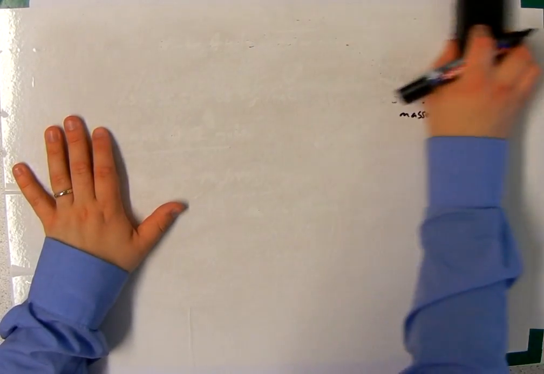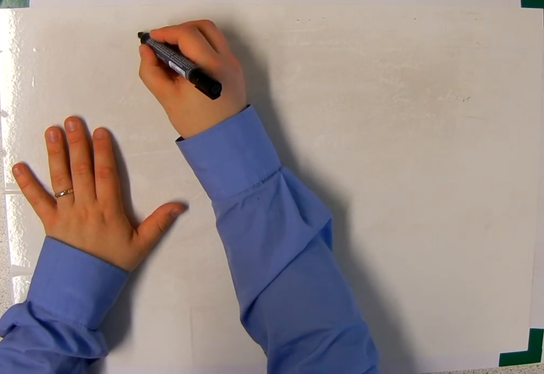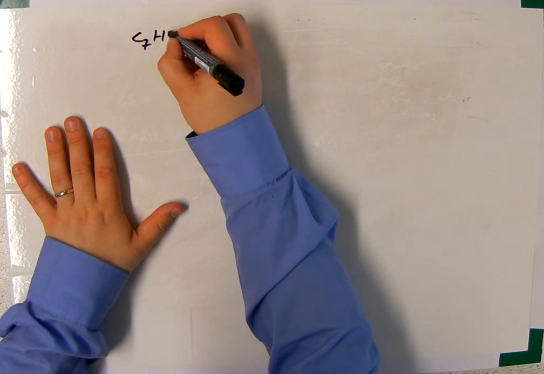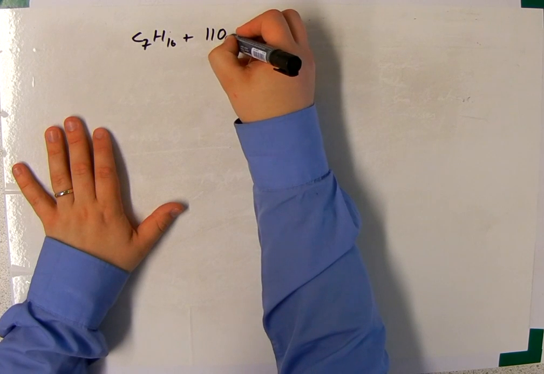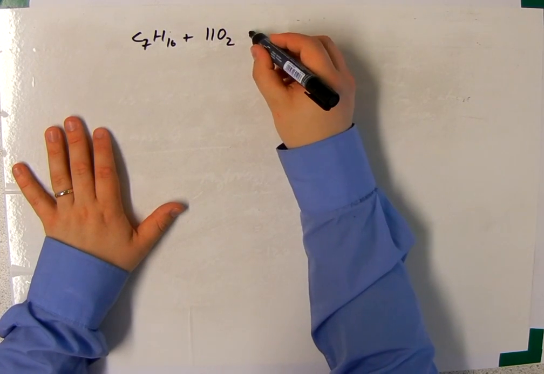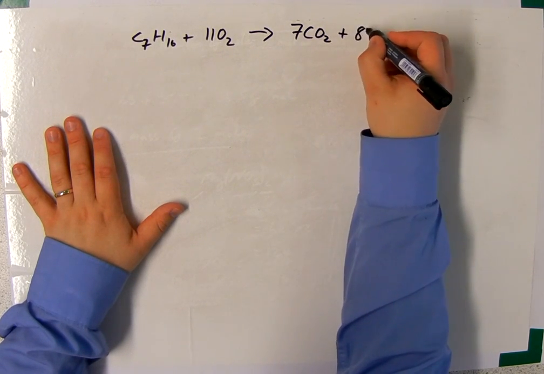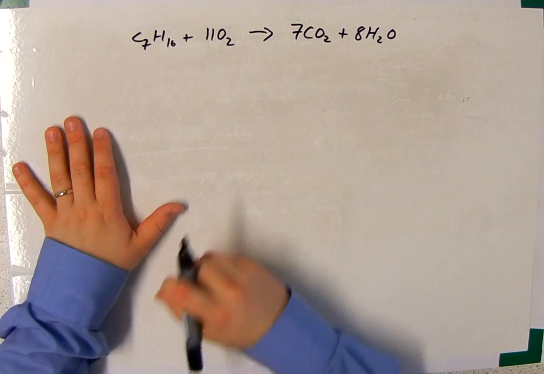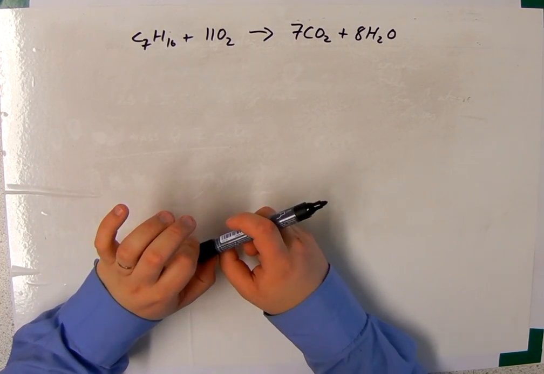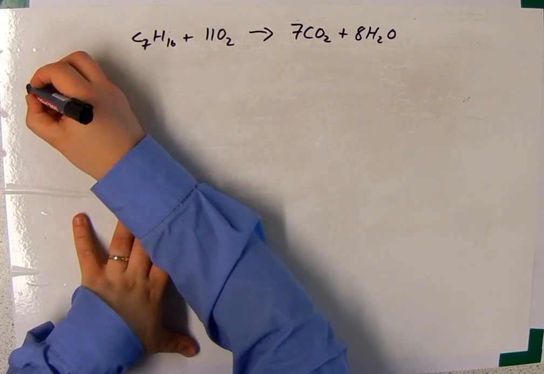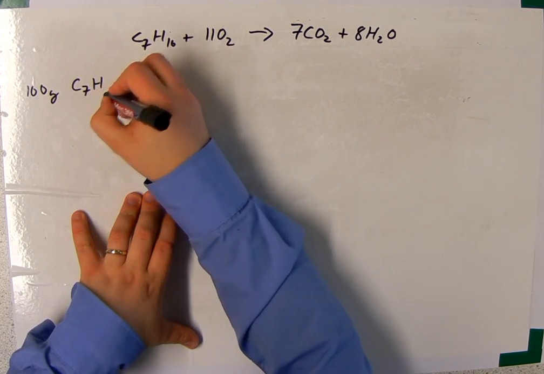So for instance, here's an equation. Heptane is C7H16 and it burns with 11 oxygens to give us 7 carbon dioxides and 8 waters. How can we work out the mass of the carbon dioxide if we've got 100 grams of our starting molecule?